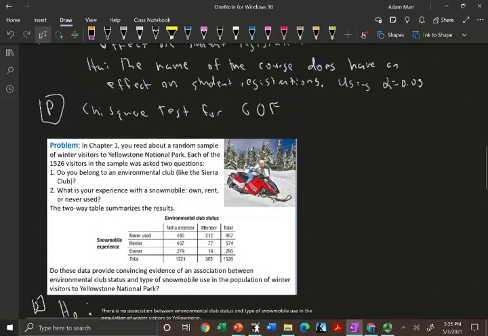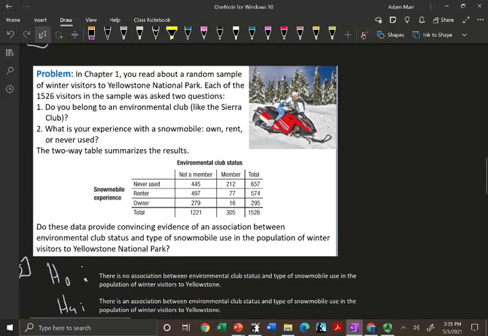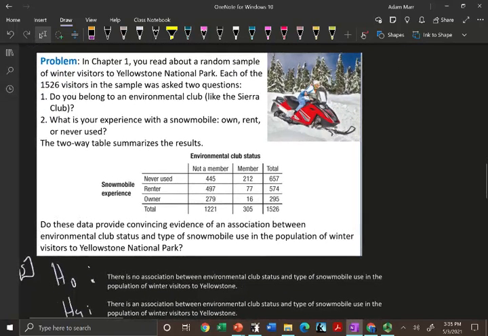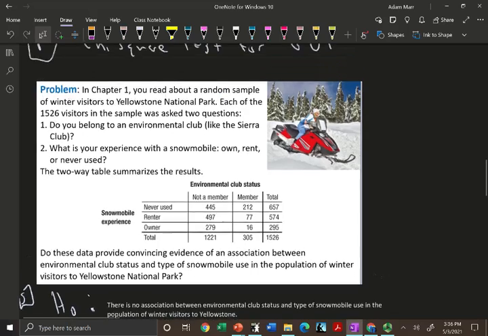All right, let's go to this next one right here. In Chapter 1, you read about a random sample of winter visitors to Yellowstone National Park. Each of the 1,526 visitors in the sample, one single sample, was asked 2 questions. 1, do you belong to an environmental club, like the Sierra Club? 2, what is your experience with a snowmobile? Do you own, rent, or never use? The two-way table summarizes the results. Does the data provide convincing evidence of an association between environmental club status and type of snowmobile use in the population of winter visitors to Yellowstone National Park?